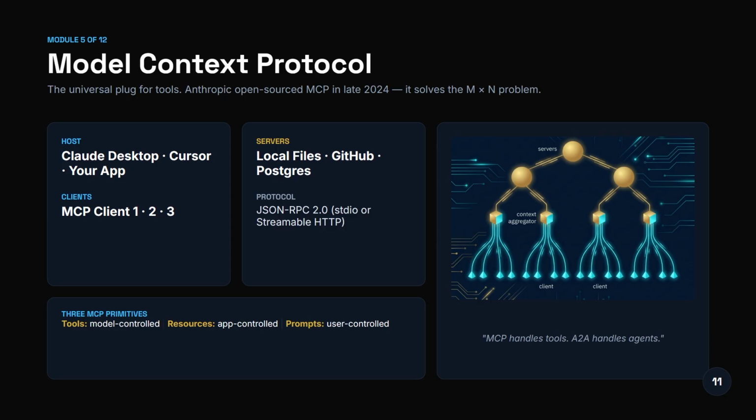So let's talk about MCP, which is Model Context Protocol. This is the universal plug for tools. This was open sourced by Anthropic in late 2024 and allows any kind of tool to be used by any LLM AI agent. This is like a design and architecture that allows connectivity to tools across any provider and any AI tool. And this is very, very powerful.